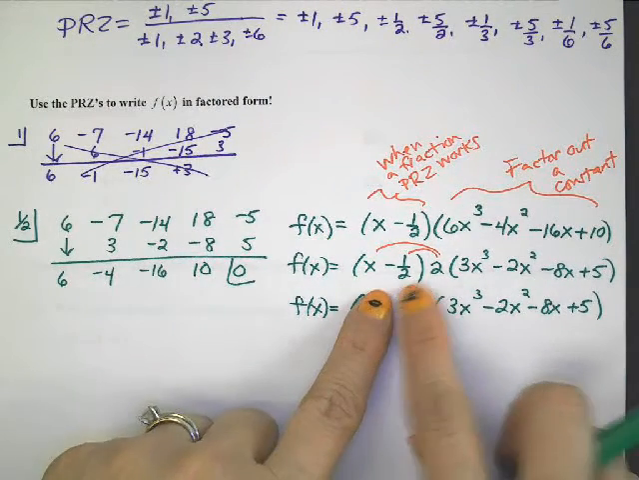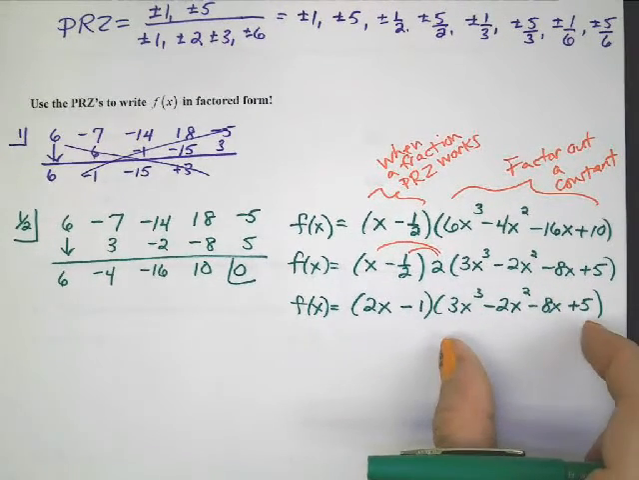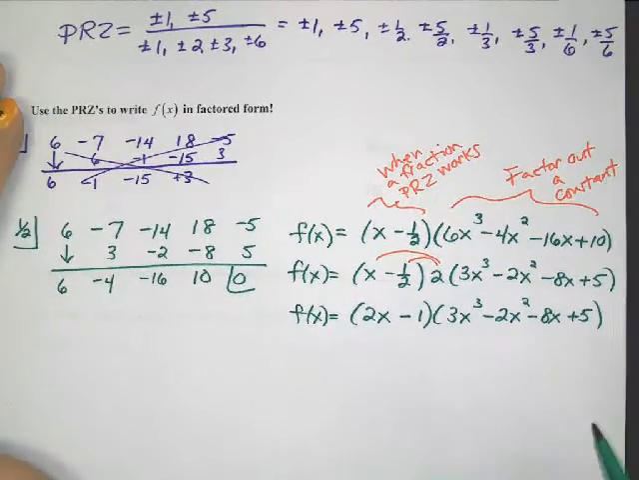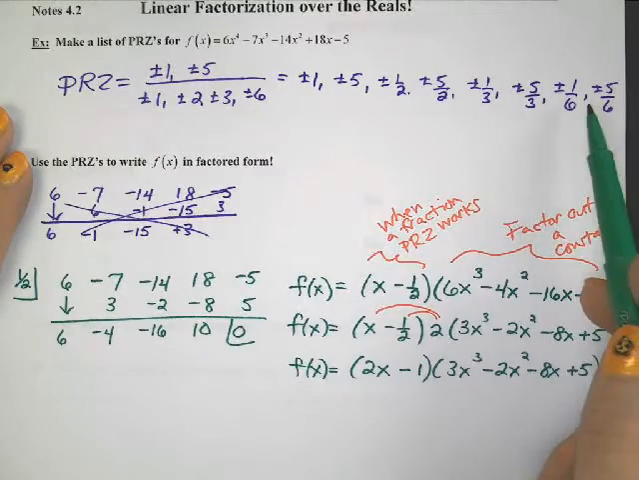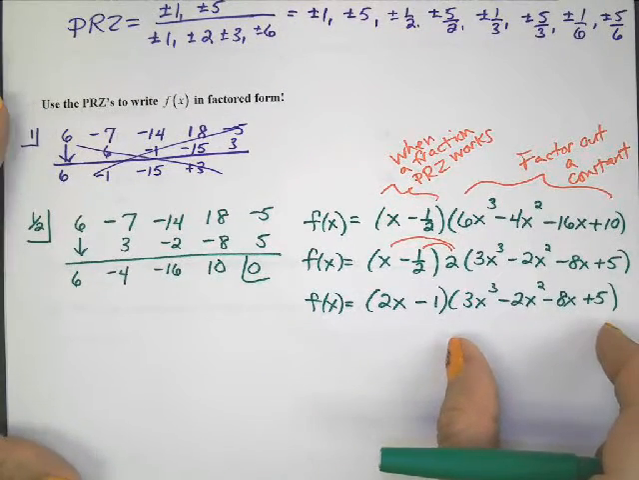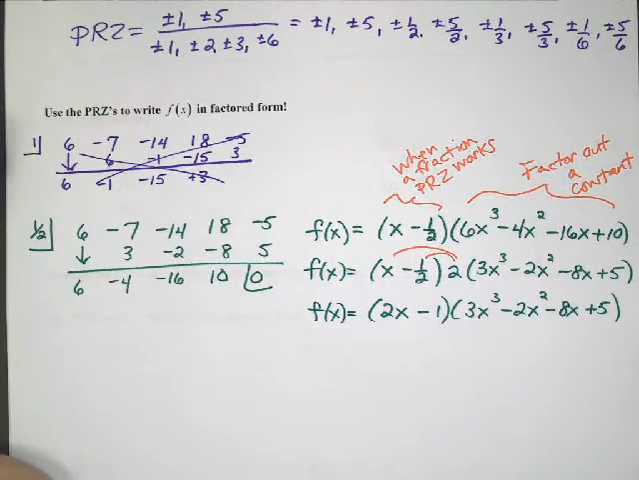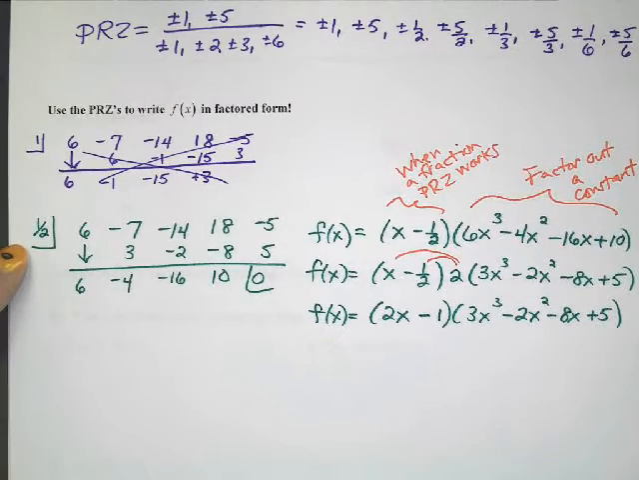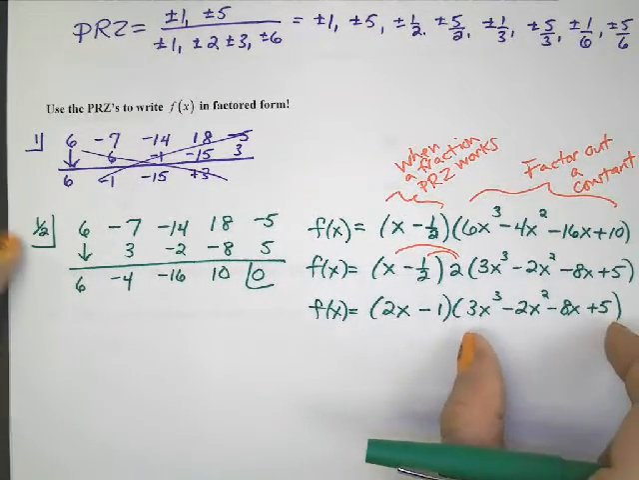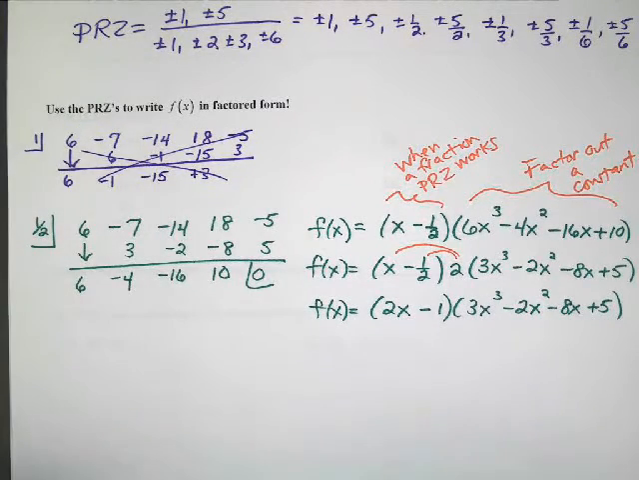So whenever you have a fraction, you're going to factor a constant out of there, clean that up a little bit, and now this is actually a smaller cubic to do our list with. At this point, you can keep using these PRZs, or if you'd like, you can make a new list of PRZs. Now, I know that 1 didn't work before, so 1 is certainly not going to work now. 1 half worked, it might work again. It's not totally exhausted, but what some people do is they say, hey, wait a second, let's make a new list of PRZs just to kind of speed things up a little bit.